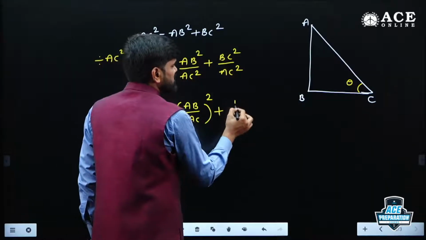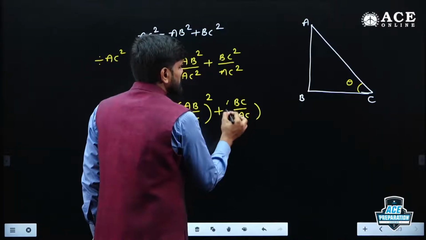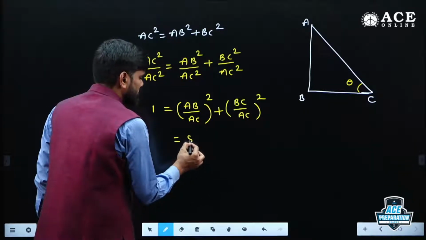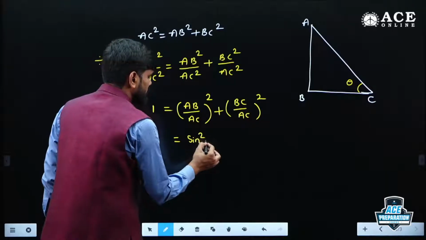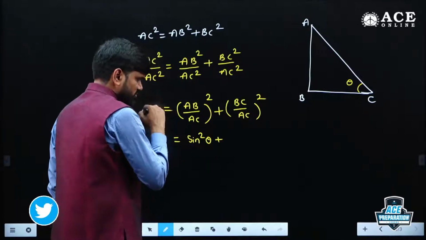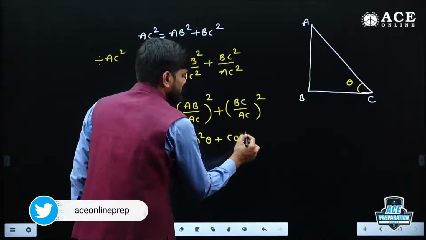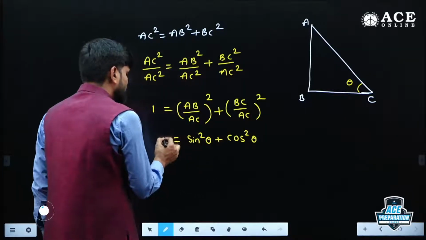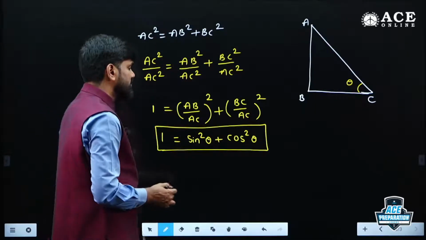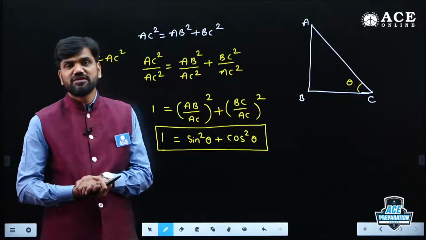Similarly, this can be written as BC by AC whole square. So AB by AC is nothing but sin square theta. BC by AC is nothing but cos theta, so that will give you cos square theta. So from this we can say that sin square theta plus cos square theta is equal to 1. So this is the first identity in trigonometry.